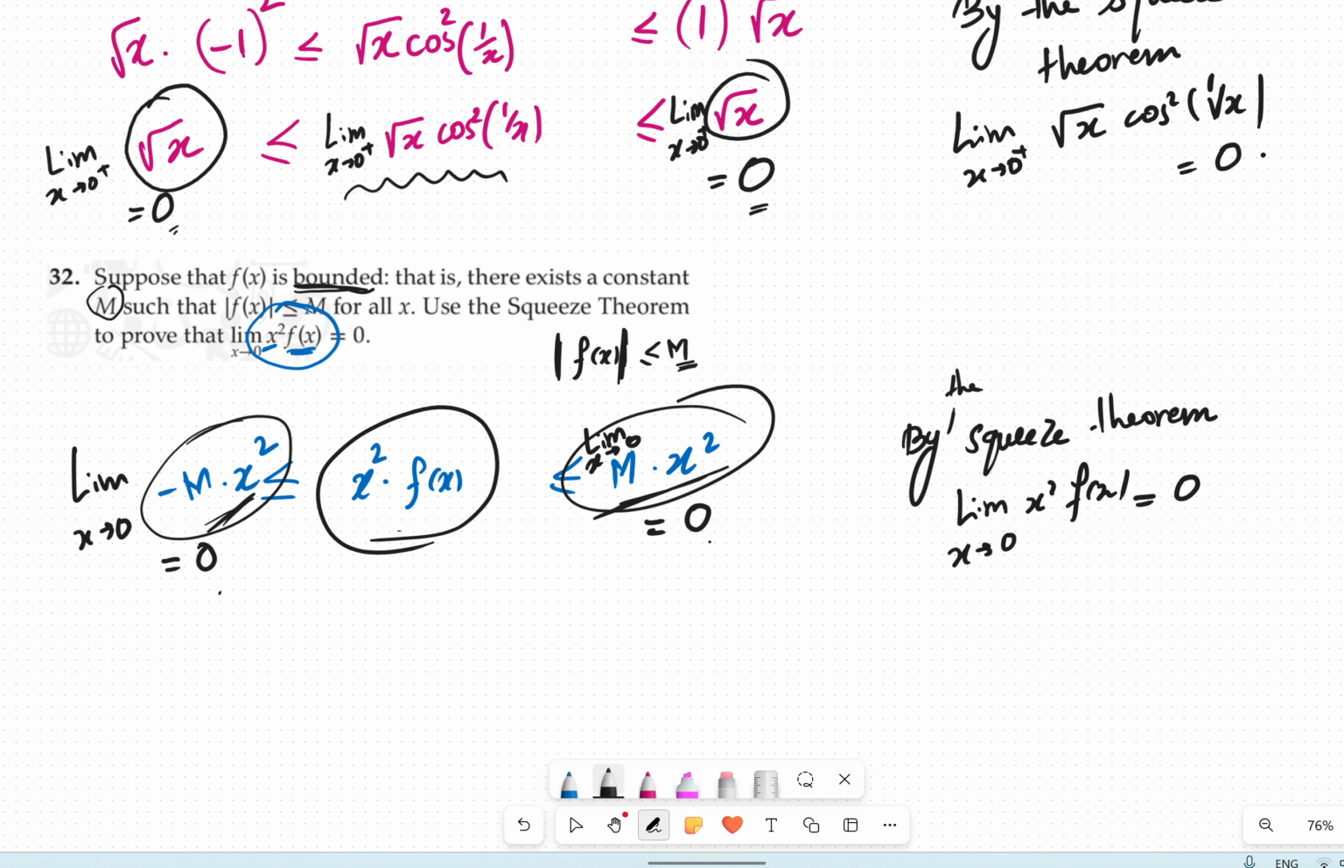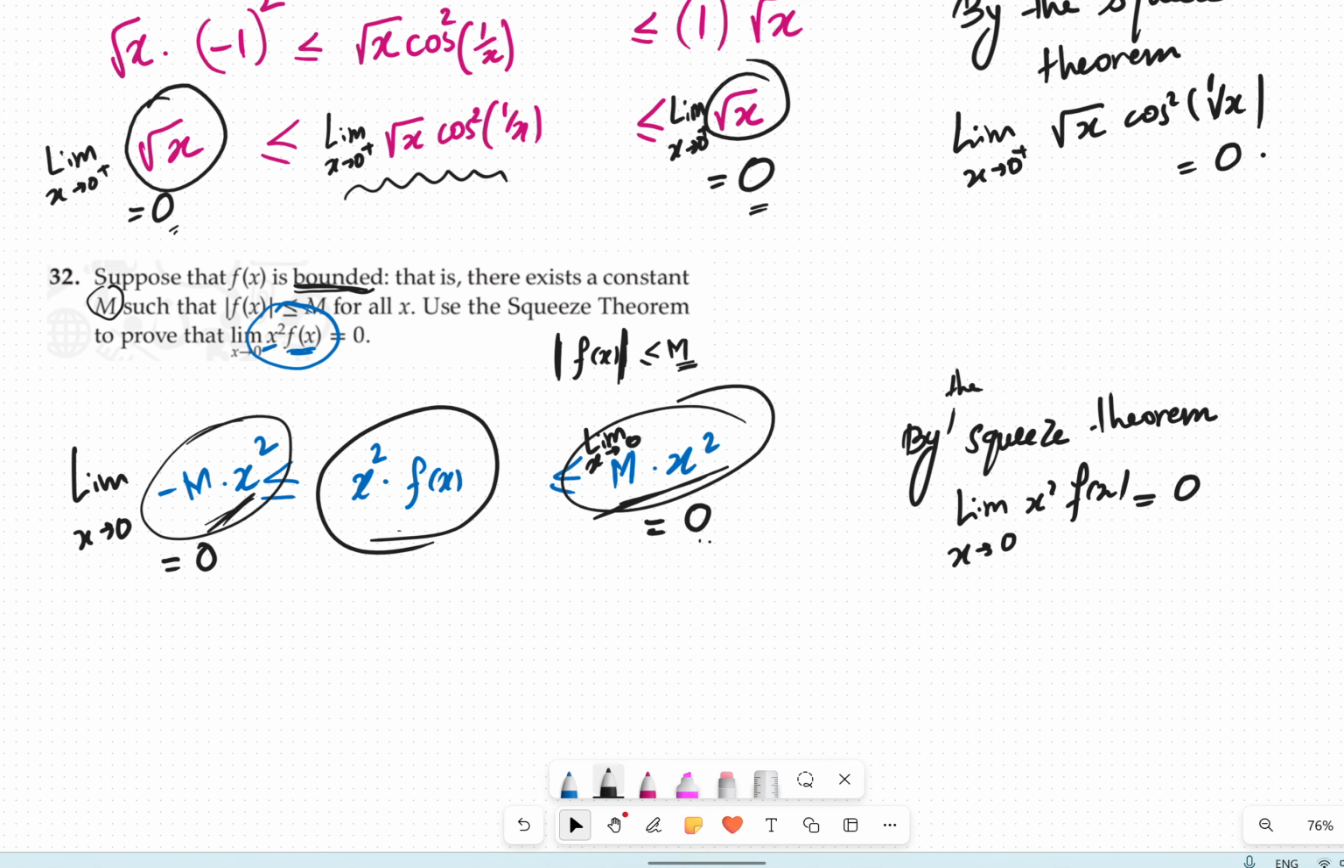Now, if you are wondering, what if this answer came out to be different than this? So let's say, for example, this came out to be 5. Let's say this came out to be 0. Can I conclude where this one is going? No. This and this have to be the same such that this is squeezed between them.